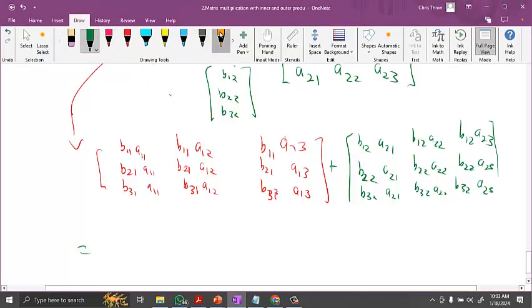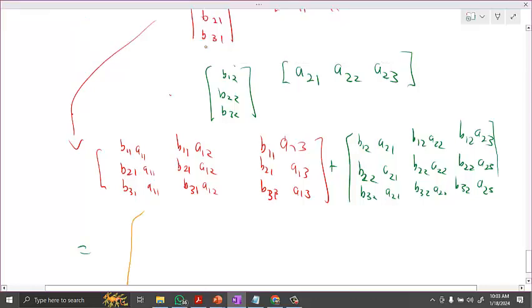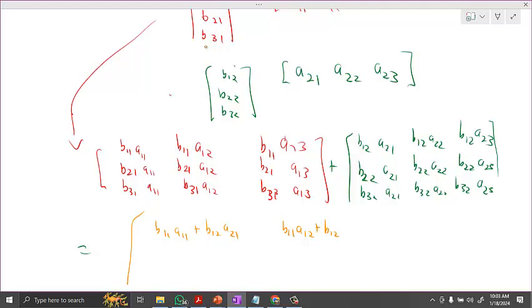I'll use a different color. So this is going to be B11A11 plus B12A21. Then I have B11A12 plus B12A22. And then I'm going to have B11A13 plus B12A23.